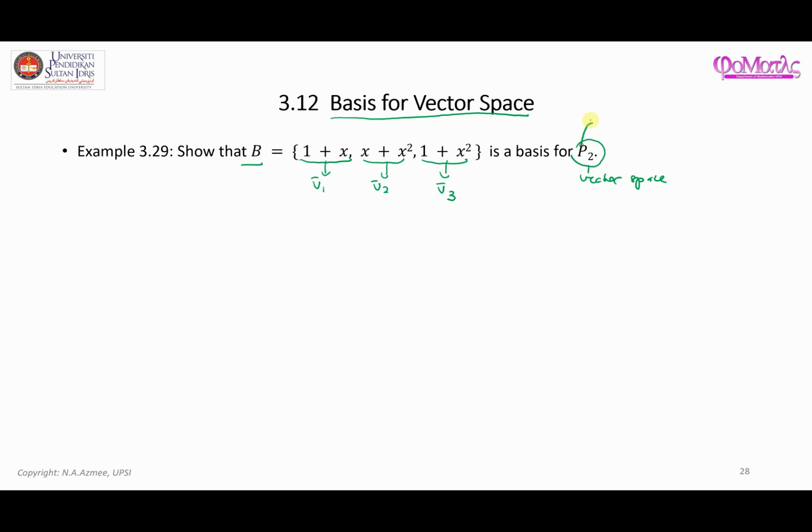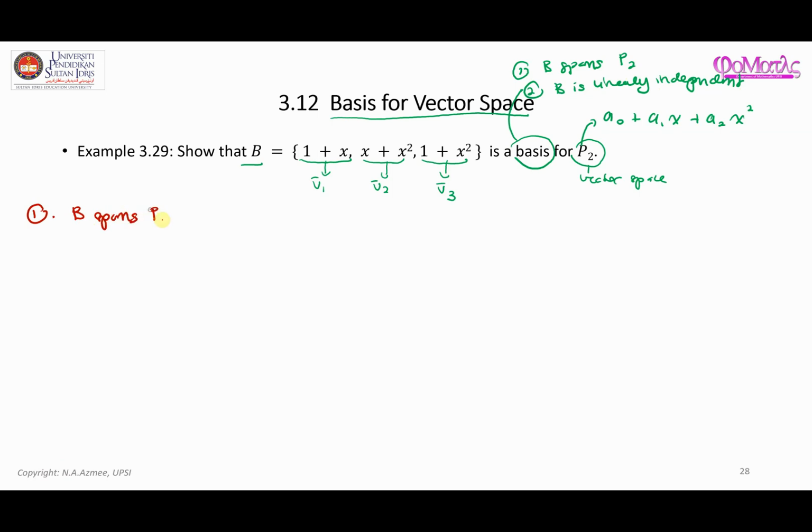We all know that a polynomial of degree 2 has a general form such as a0 plus a1x plus a2x squared. In order to show that set B is a basis for this vector space, you need to show that two conditions are fulfilled. To be a basis, the first condition is that B spans this vector space, and the second condition is that B is linearly independent. To start off, we consider the first part: we need to check whether B spans the vector space given here.